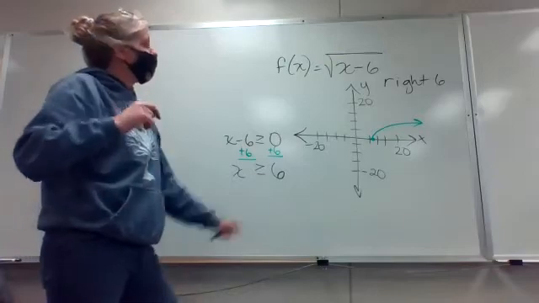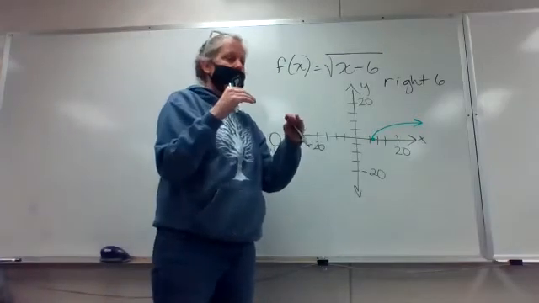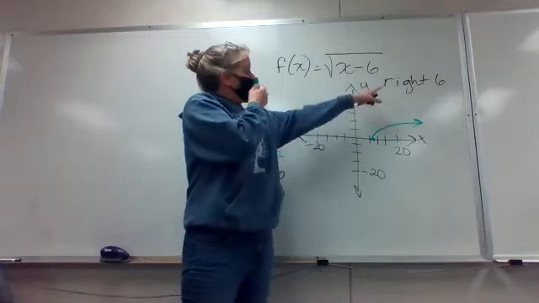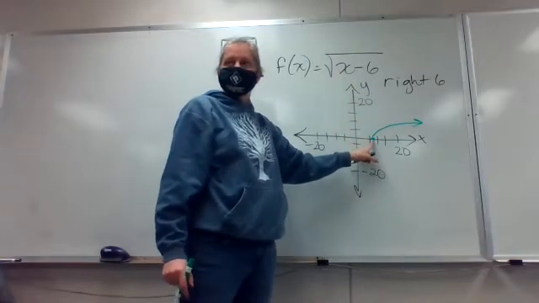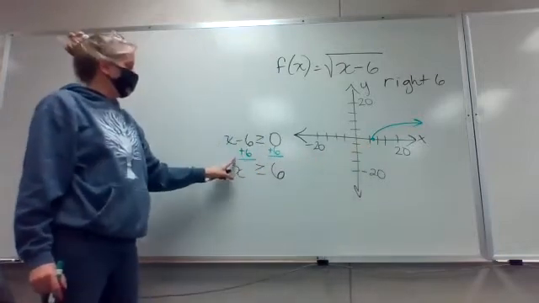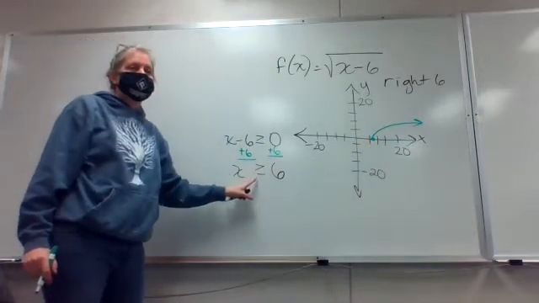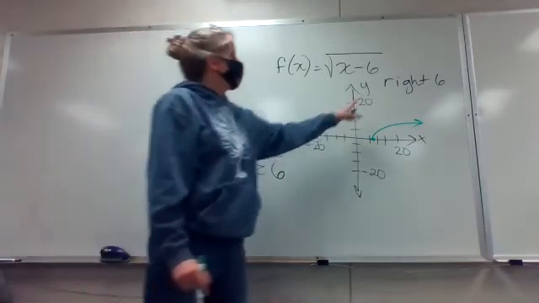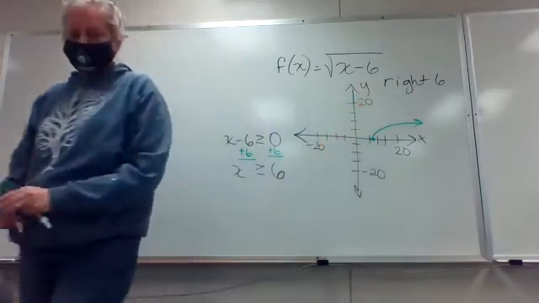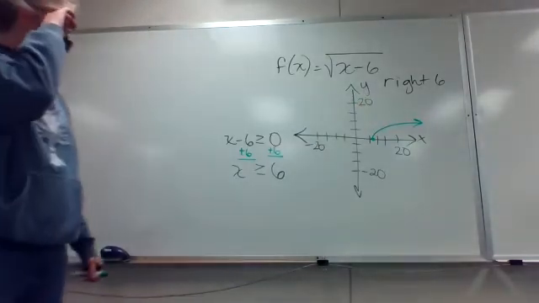But do you see the tie-in with our shifting rule? Our shifting rule told us that this square root graph was shifted to the right 6. And our domain says the x's have to be greater, they're going to start at 6. Okay, so that's why the shifting rules match with that domain right there.